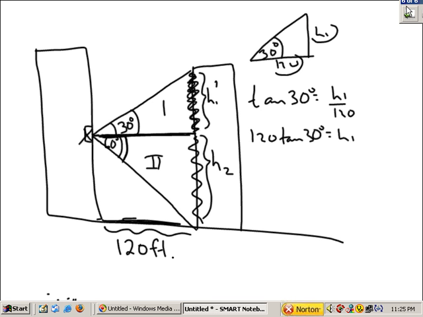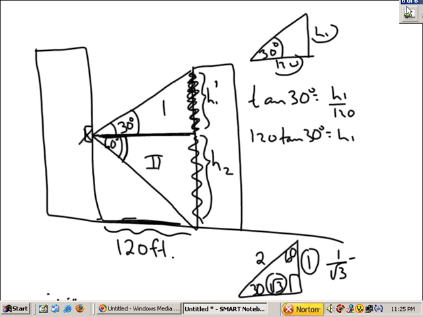Okay, now, when it comes to 30 degrees, we know everything about a 30-degree triangle, a right triangle. We know the opposite angle is 60. So we have 1, 2, square root of 3. So the tangent of 30 degrees is opposite over adjacent. It's 1 over the square root of 3, which is square root of 3 over 3.